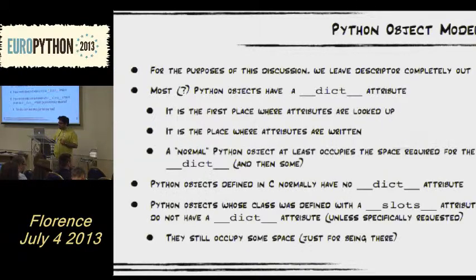So, what about the Python object model? I'm not going into the details of the Python implementation of the object. So, for example, I leave completely out the descriptors from this discussion because I'm more focused on the memory occupation.